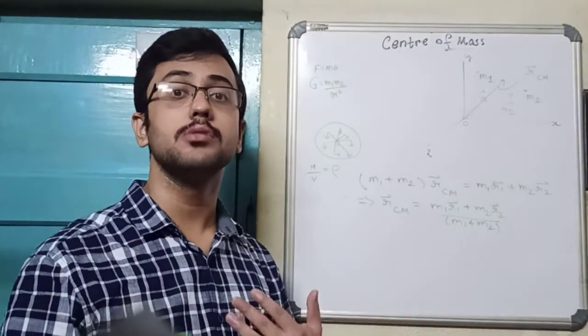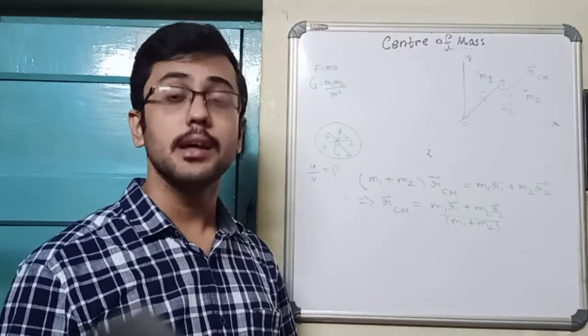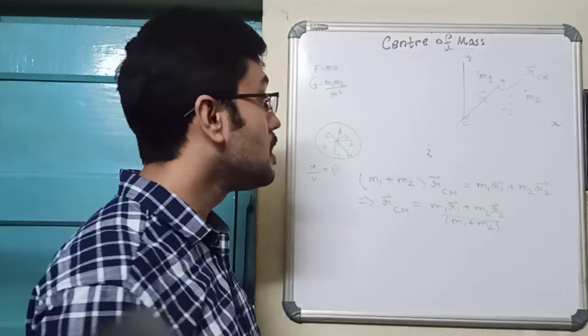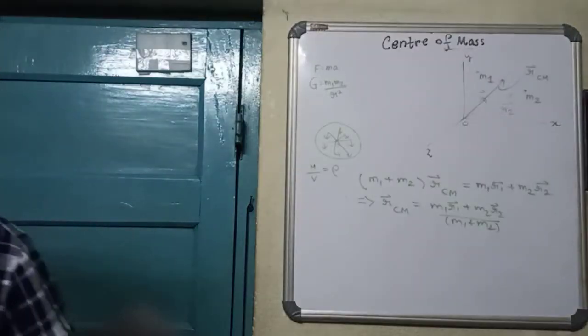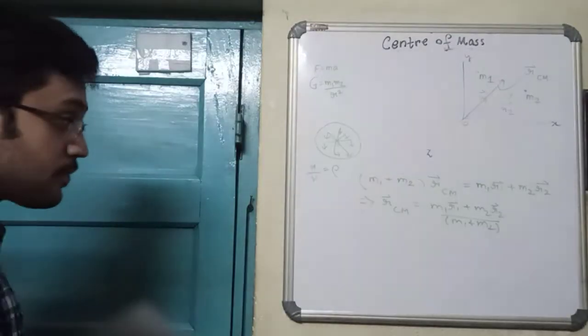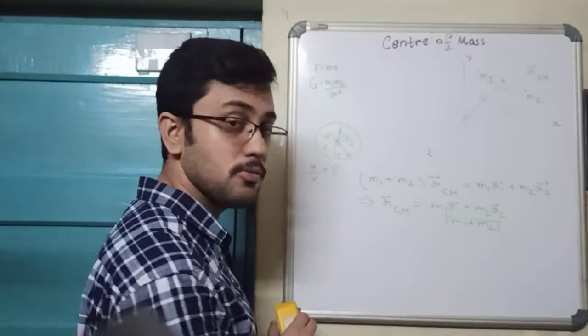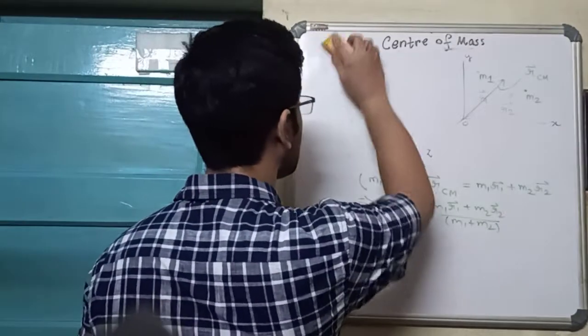We can have more than two particles. We can have more than 2 point masses. So what will happen in that case? We will study it now. So this is one formula that you must remember. We will need it later on.